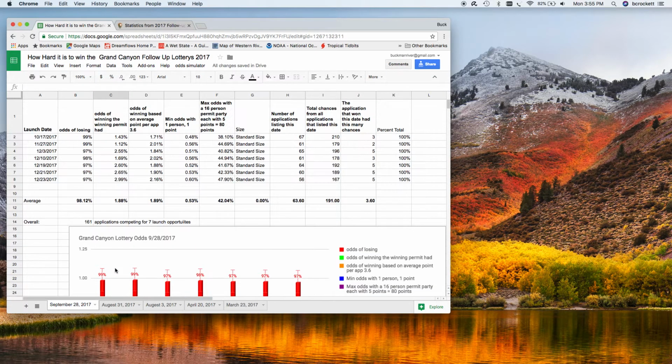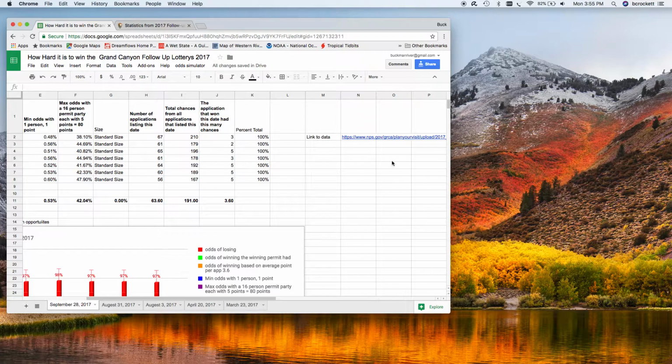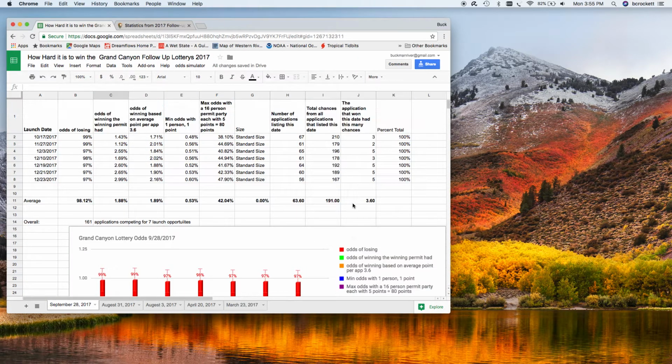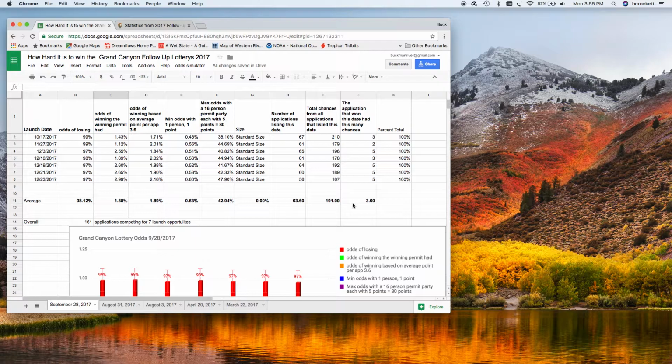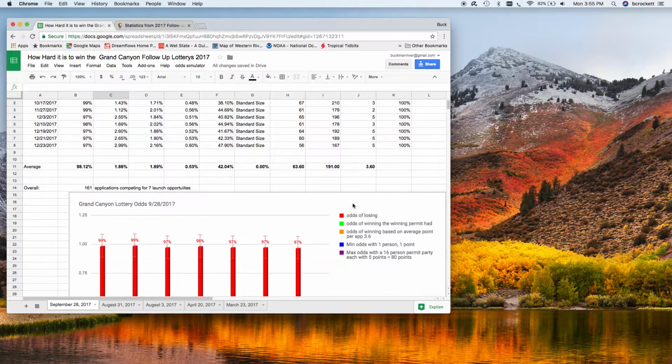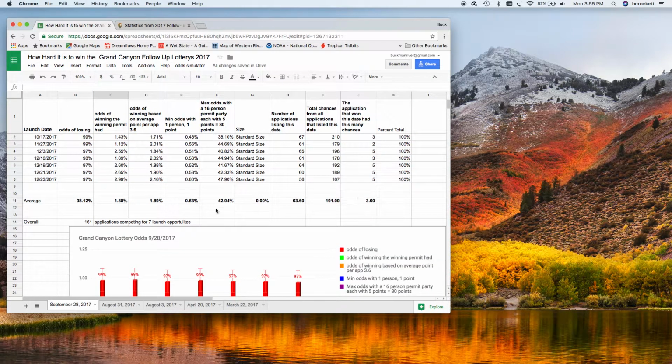Okay, so that's all I got for this screencast. I'll keep it short, shorter than others, perhaps. Again, the link to the data is there. I hope this helps folks plan for the next follow-up lottery. Lessons the same. Group with big parties. And if you don't want to do that, work to change the system.